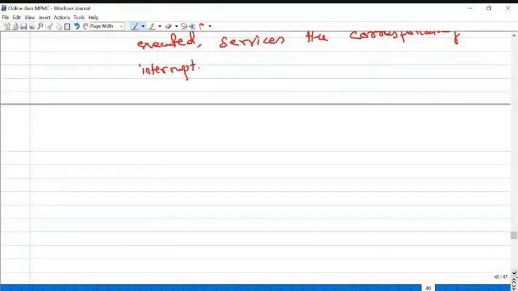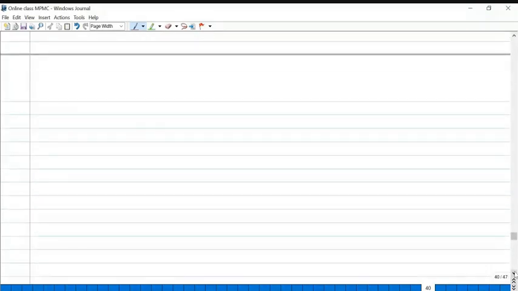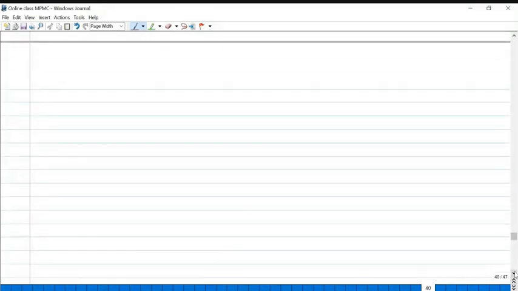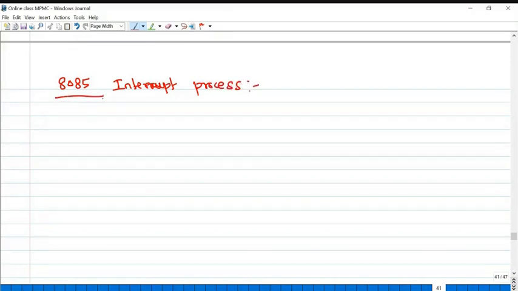Draw the interrupt structure of the 8085 microprocessor. Then you have to draw this diagram and explain in a short way, depending on the marks weightage, right? Okay. In today's class, we shall discuss how these interrupt services happen inside the microprocessor. The 8085 interrupt process, or how the microprocessor handles the interrupt service routine. Okay, right.